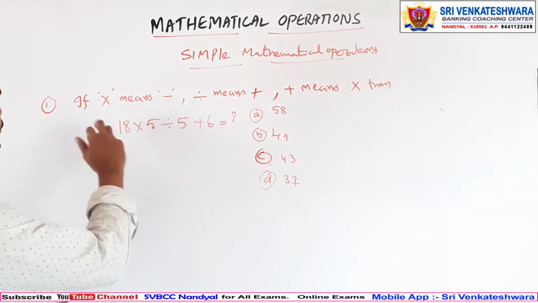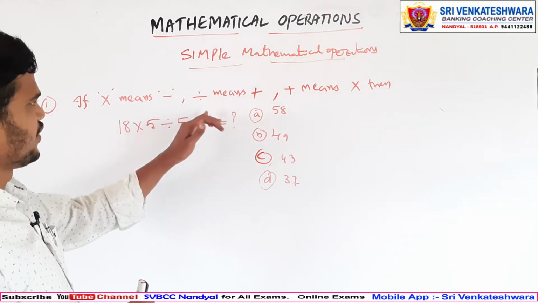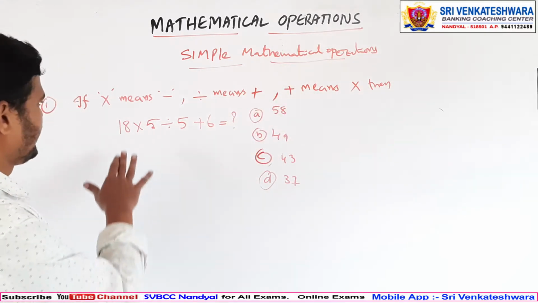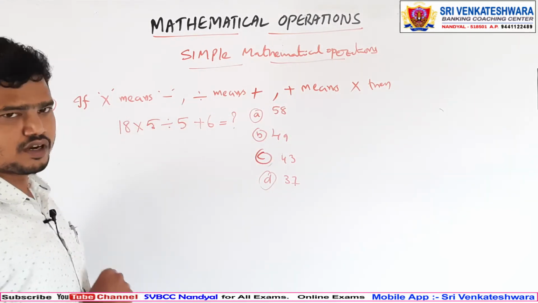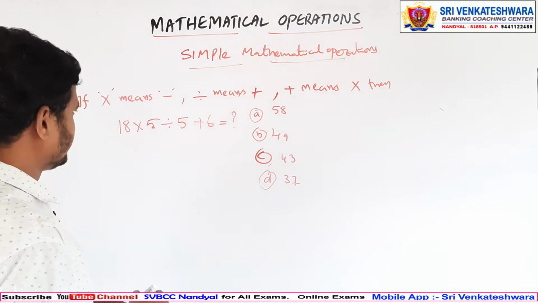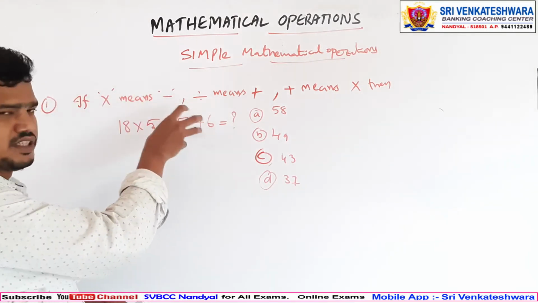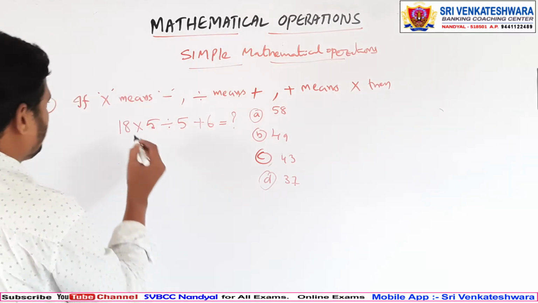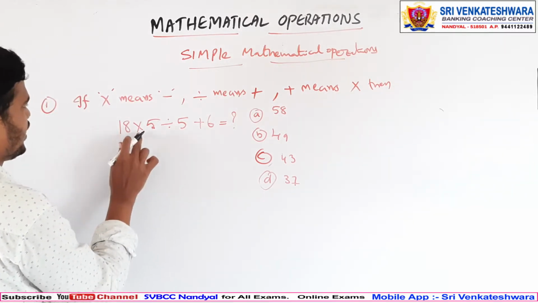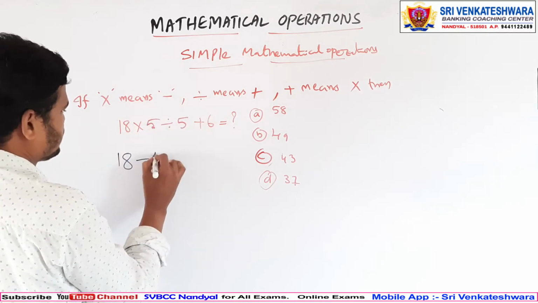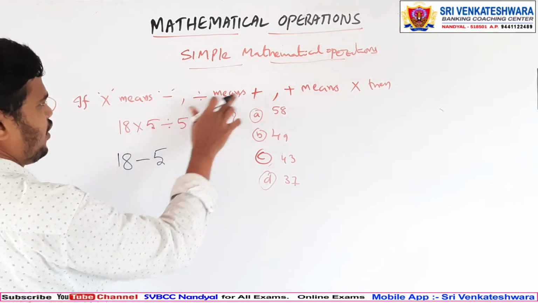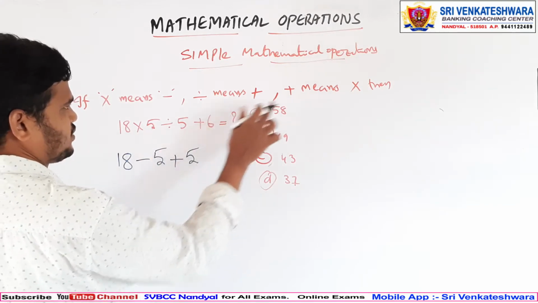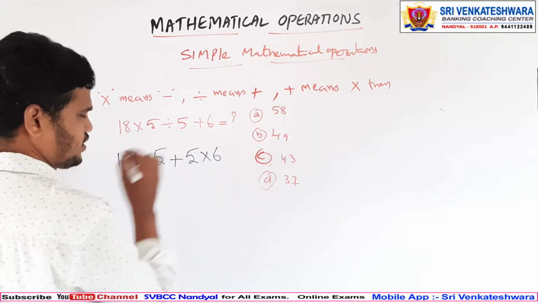If into means minus, divide by means plus, plus means into, then 18 into 5 divided by 5 plus 6, what is the expression for this? First of all, you need to replace these operations as per the question. 18, into means minus, 5. Divide by means plus, 5. Plus means into, 6 here.